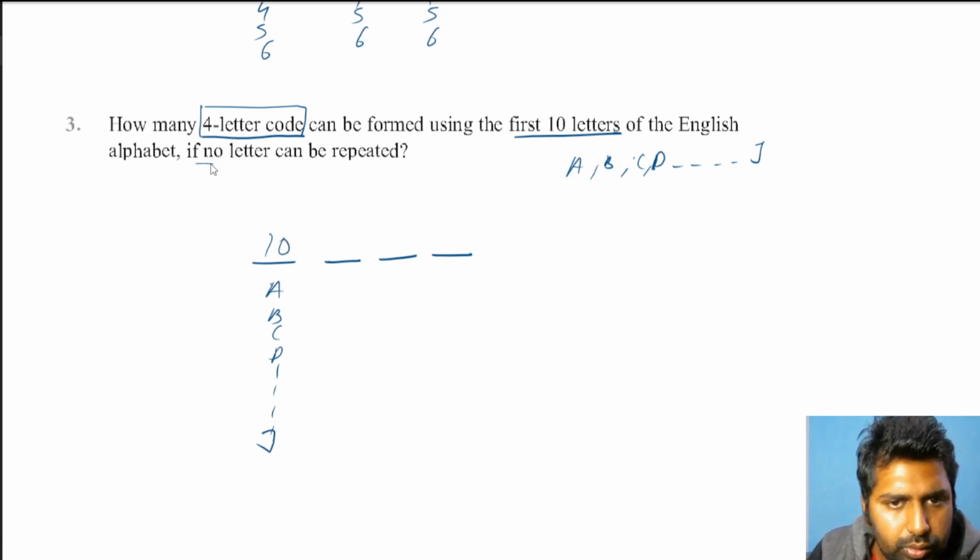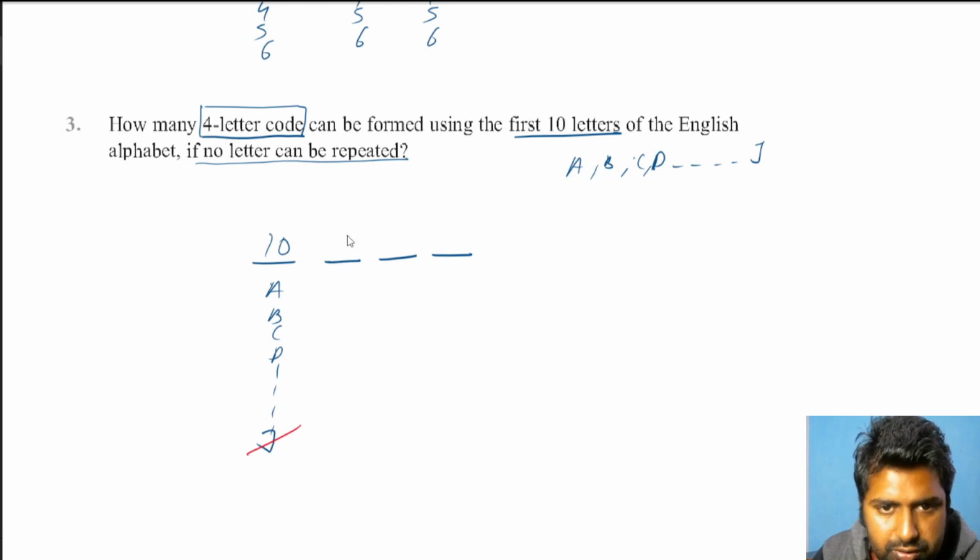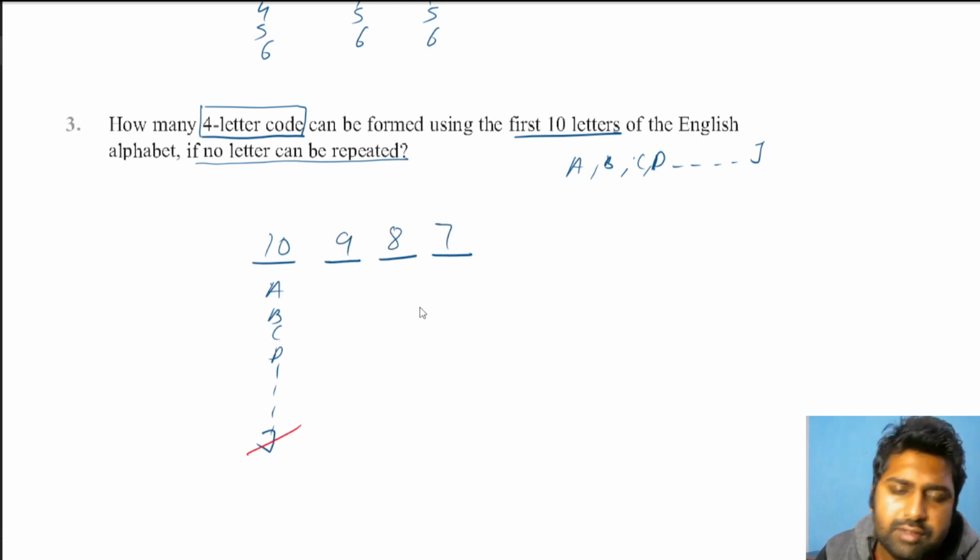He's saying if no letter can be repeated, that means repetition is not allowed. That means I have to decrease the options each time. So if one of the options was used, for the next position you will have 9 options, 1 will be used, you will have 8 options, 1 will be used, you will have 7 options.